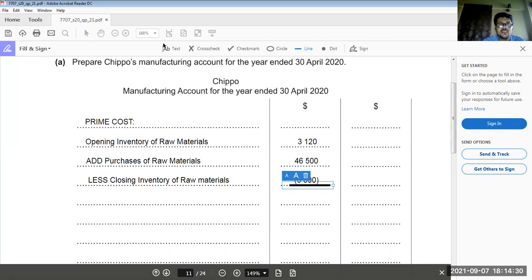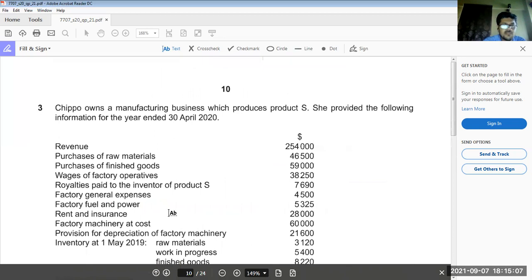Direct material, direct material consumed, whatever you want to write, direct material. Plus 46,500 plus this 52,620. Direct material 52,620. Now, what we need for prime cost is direct labor, wages of factory operatives.